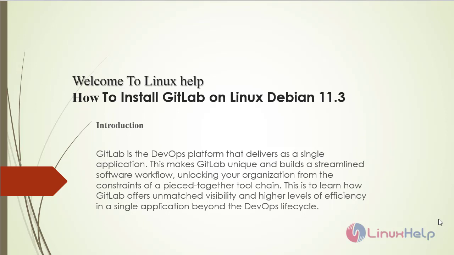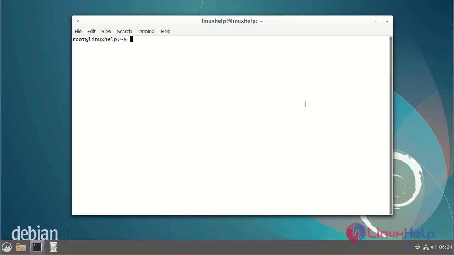GitLab is a DevOps platform that delivers as a single application. This makes GitLab unique and builds a streamlined software workflow, unlocking your organization from the constraints of a pieced together toolchain. This is to learn how GitLab offers unmatched visibility and higher levels of efficiency in a single application behind the DevOps lifecycles.